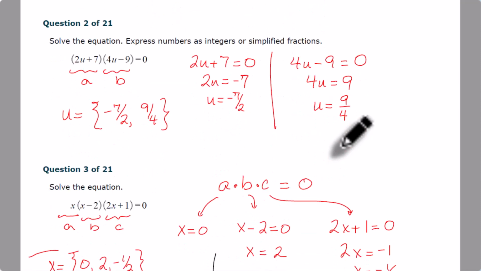In question 2 here, again, I've got a product of two things equal to 0. And so I can just grab each part and set it equal to 0. I move the 7 across the equals, making it a minus 7. I move the 9 across, making it a positive 9. And then to get rid of the numbers in the front, I divide by 2 and I divide by 4. So this particular parabola is crossing at two places.